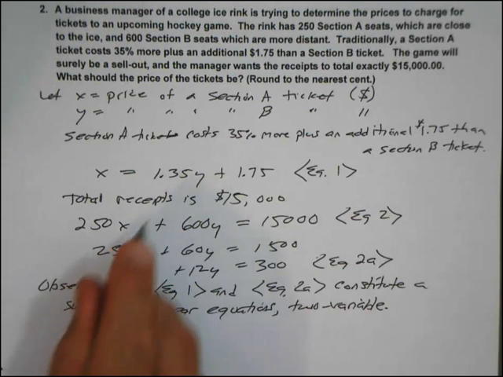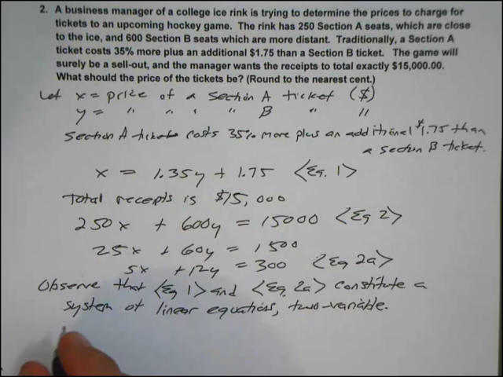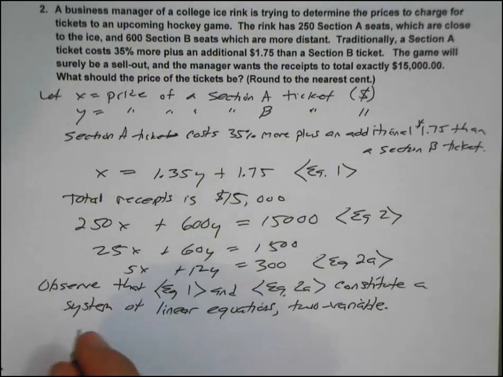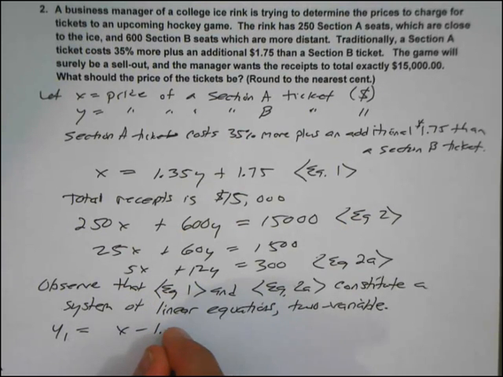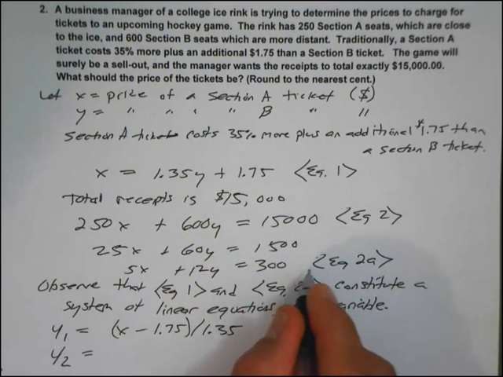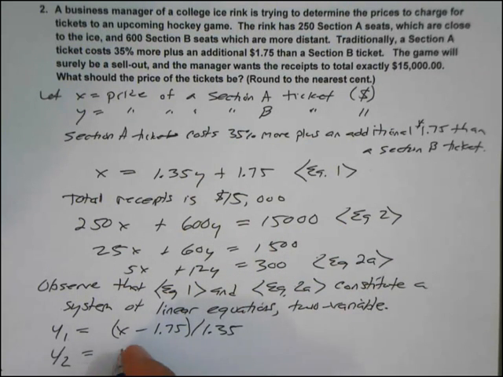So here, equation 1, solving for y, subtract 1.75 from both sides, and then divide both sides by 1.35, we could have y1 equaling (2x minus 1.75) divided by 1.35. And then y2 could equal, working off of equation 2a, subtract 5x from both sides, divide both sides by 12. That would give us (300 minus 5x) divided by 12. And we are ready to go to the calculator.